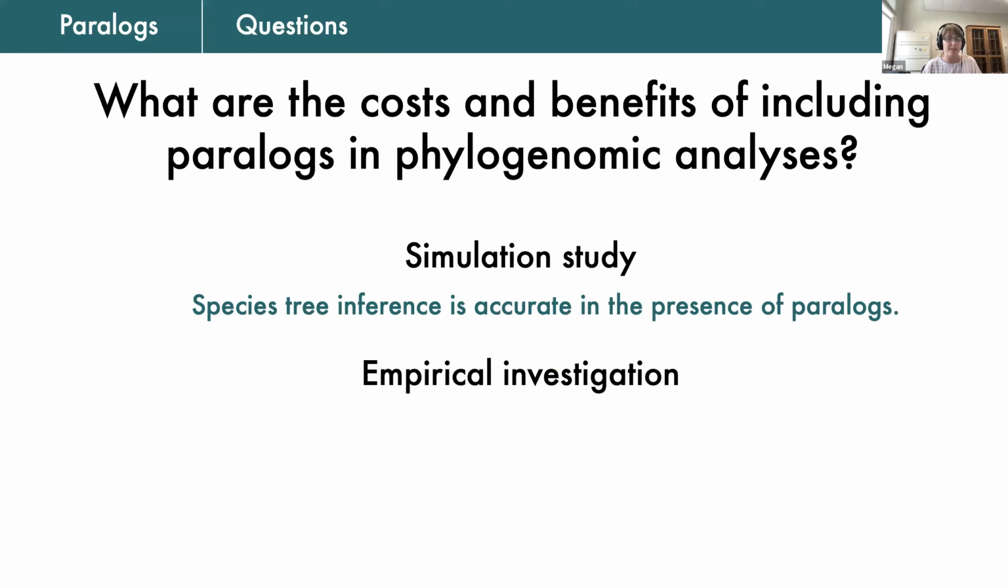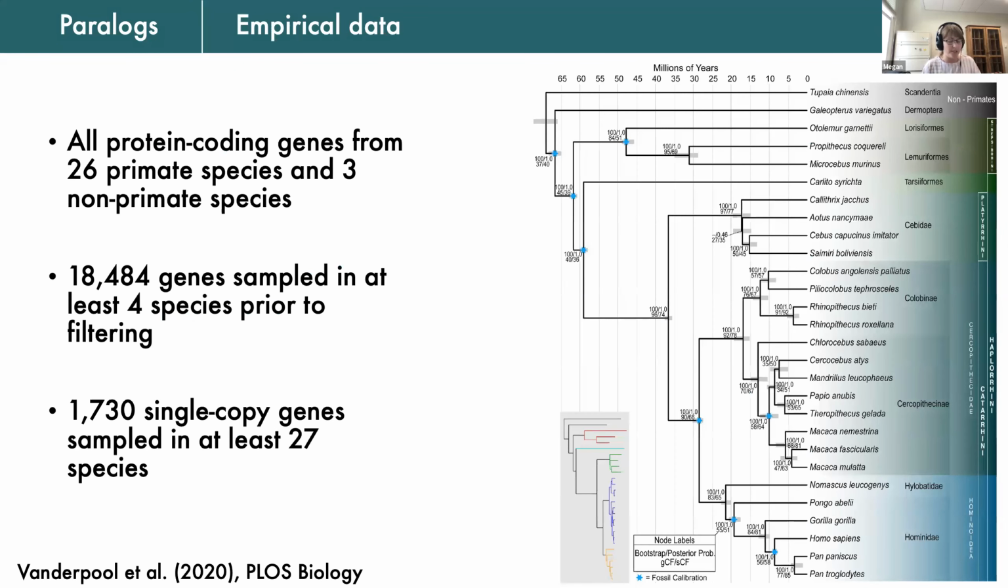But of course, simulated data sets are easier to work with and cleaner than most empirical data sets. And we wanted to investigate this in an empirical system. To do this, we used empirical data from 26 primate species and 3 non-primates, originally published in Vanderpool et al. This data set includes 18,400 genes that were sampled in at least 4 species prior to any filtering. But in the original paper, they only used 1,700 single copy genes that were sampled in at least 27 of the species. And so they lost a massive amount of data.